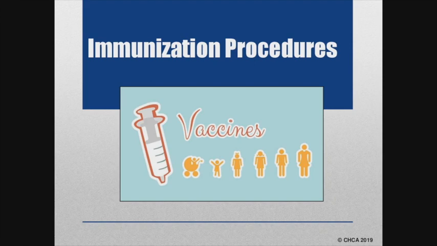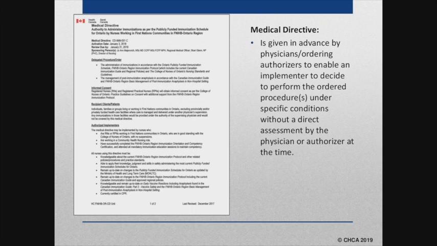Let's now move on to immunization procedures. Certainly, it's important to review your medical directives. These are available on the LMS under the module for immunizations for adults and pediatrics. A medical directive is given in advance by a physician, ordering authorities to enable an implementer to decide to perform the ordered procedures under specific conditions without a direct assessment by the physician or the authorizer at the time. And so certainly, please make sure that you do review these, as we are responsible to abide by the medical directives.